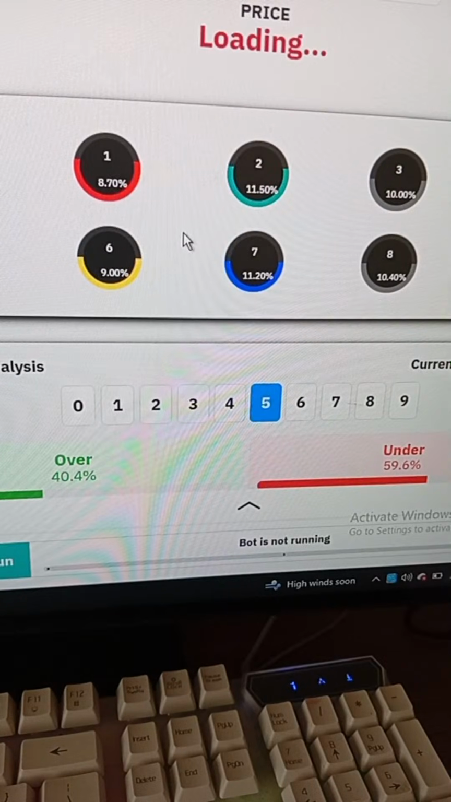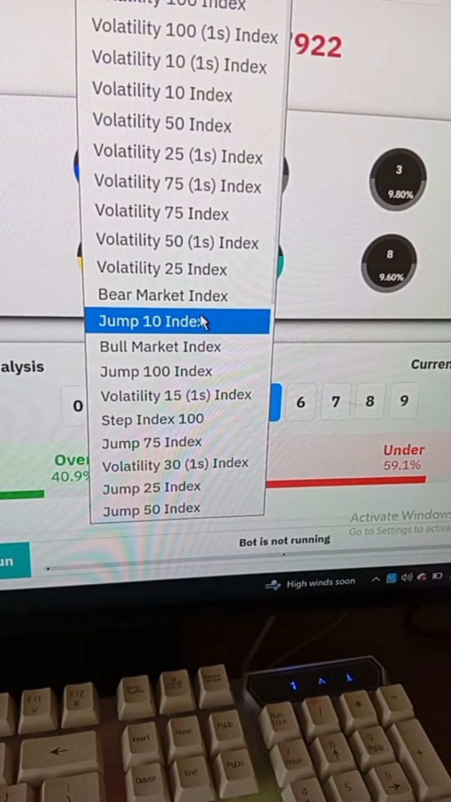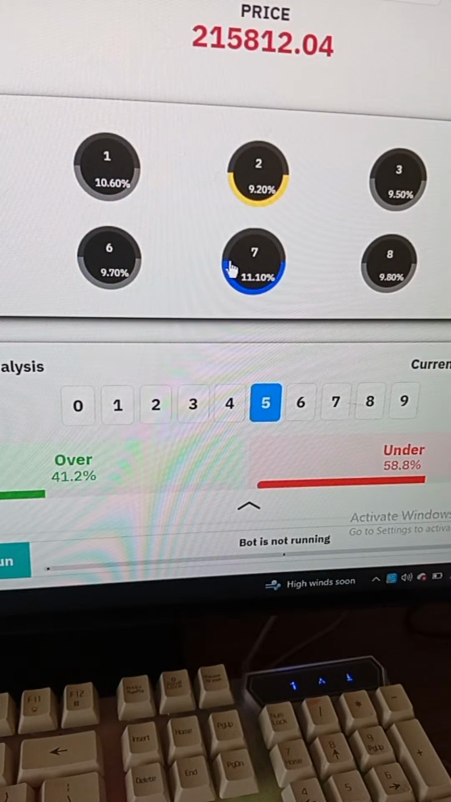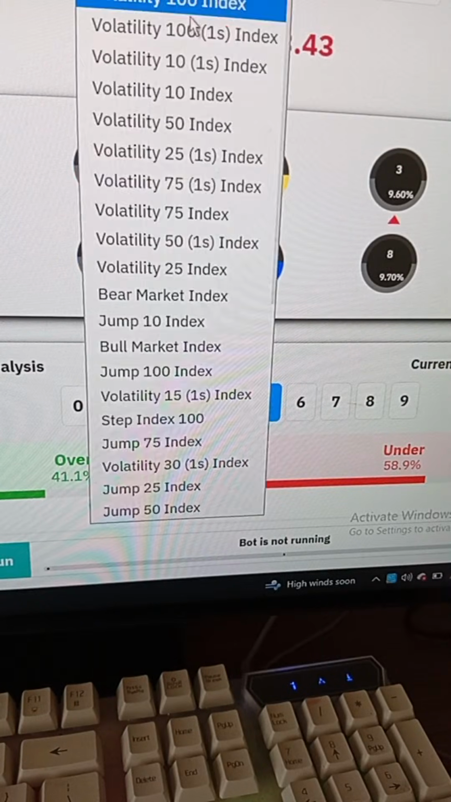Okay, 75 index. All right, 51S. Oh, leave that one alone.